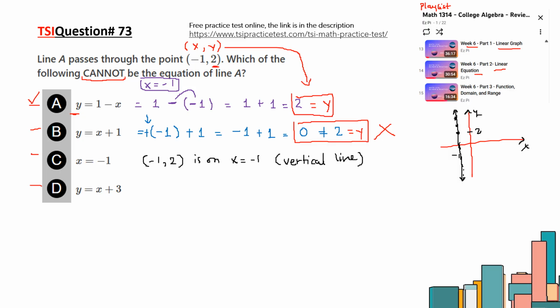Okay, so this one is another check, it can be the equation of line A. Now let's go to the last one.